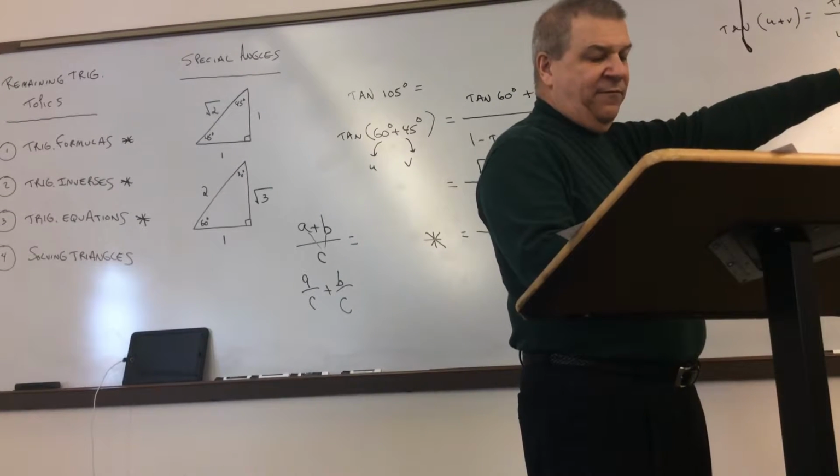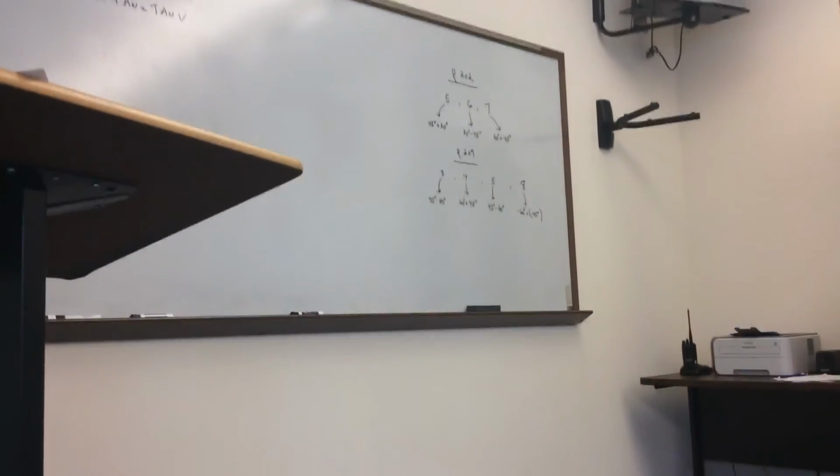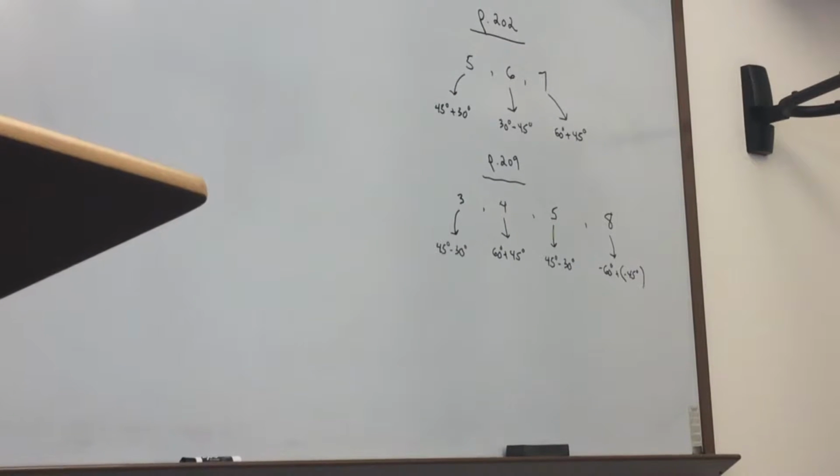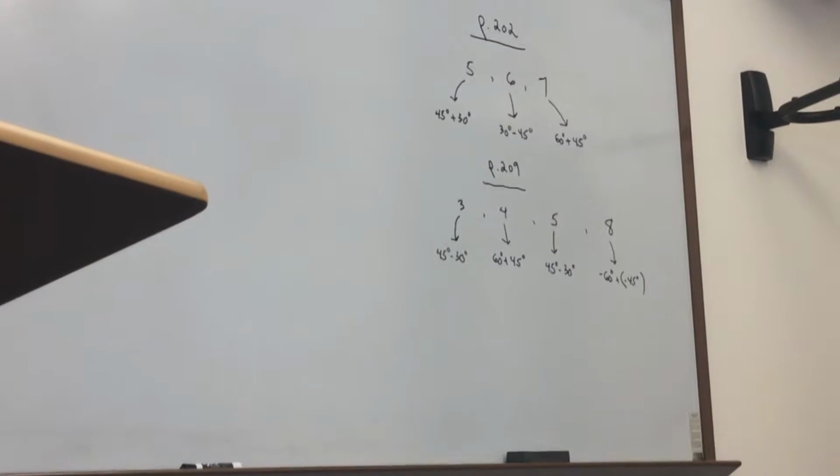And then in number 7 for the 105, that's 60 plus 45. So there's 3 problems there, and they all happen to be cosine. So those first 3, you're going to get those done right now. All you have to do in those first 3 problems is what? What's your first step again?